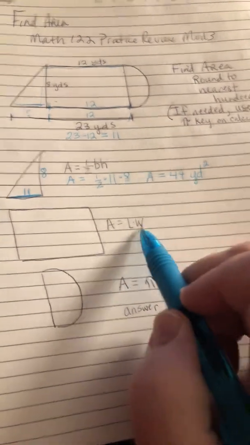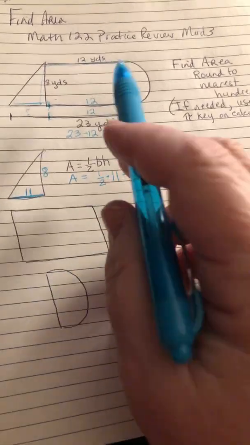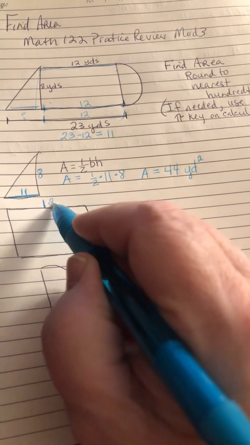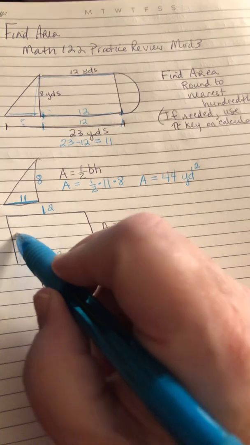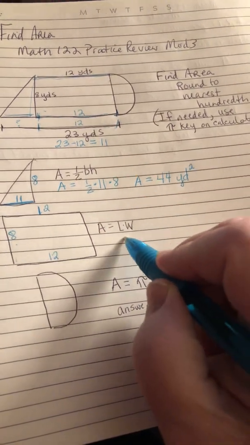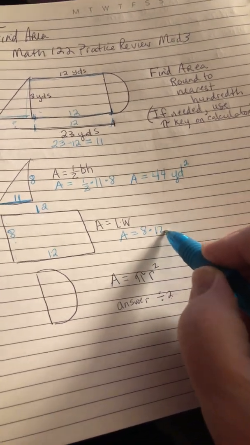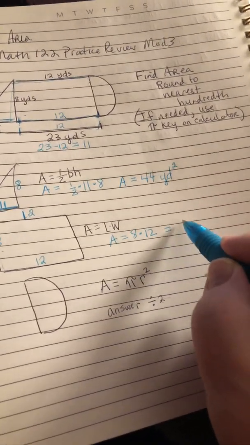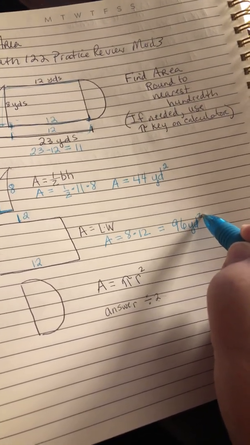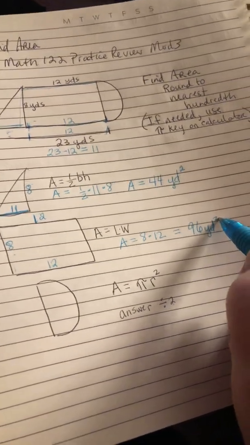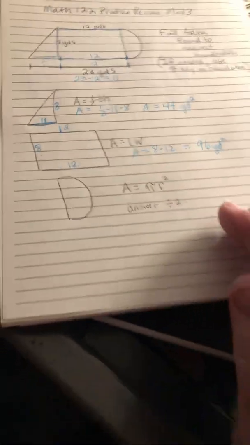Then here for length times width on this rectangle, we already know that the top of the rectangle was 12, and that means the bottom is 12, okay? And the side, it told us, is 8. So the area is going to be 8 times 12, or 12 times 8, either way you want to go about it. And so we have 96 yards squared. Square yards, okay? So we've got the triangle and we've got the rectangle so far.